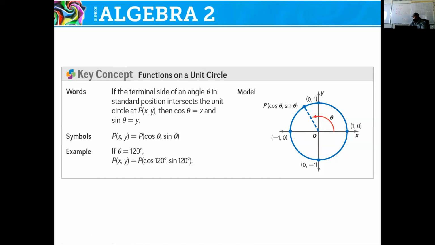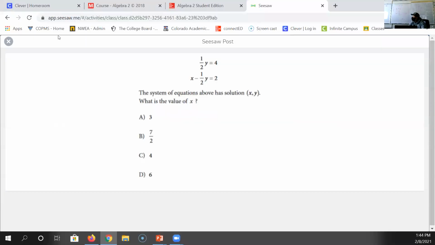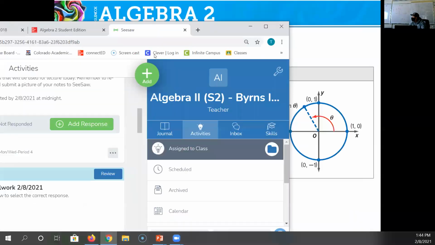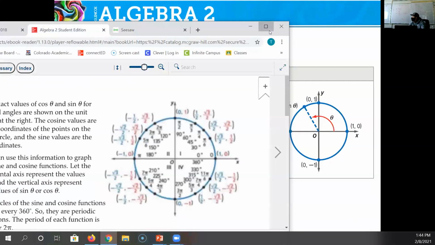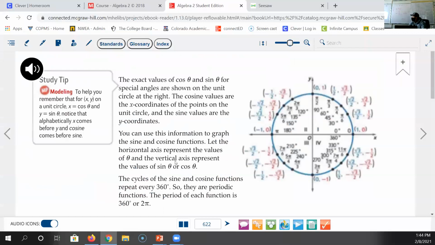I'm going to give you a nice little cheat sheet, but I wouldn't call it little. This is page 622 in your book, and I highly recommend writing this down. I'm going to give you like 5-10 minutes, because when it's asking you to find the exact values, you can use this. Believe it or not, each one of these corresponds with the Pythagorean theorem, and I'll show you that in a second.